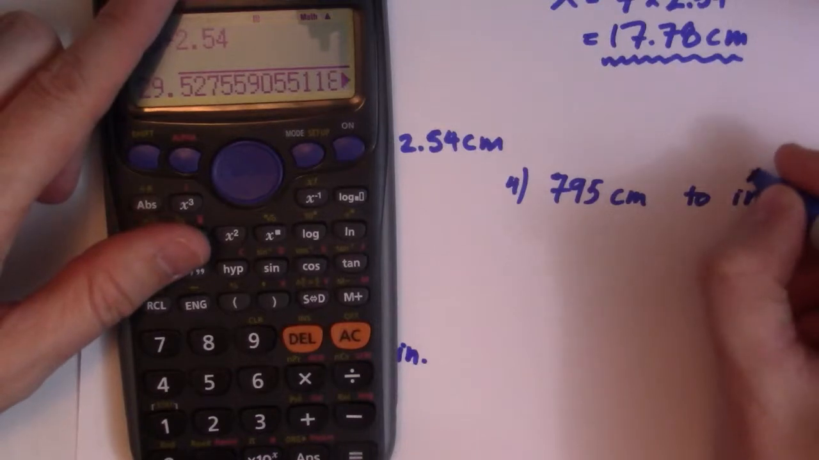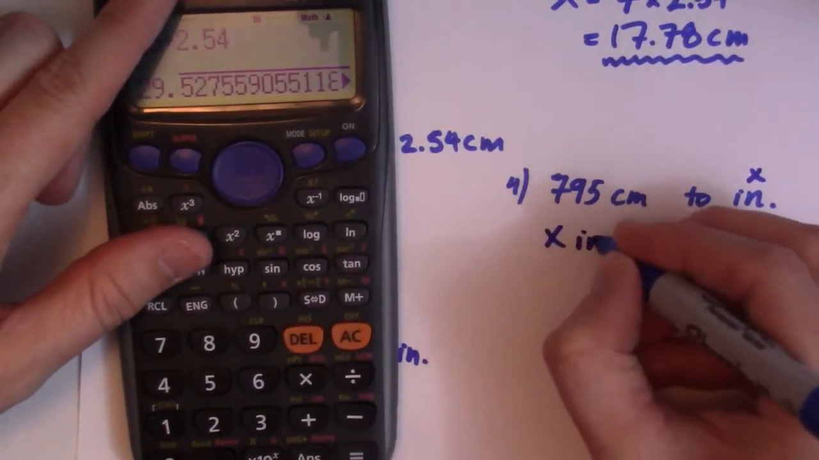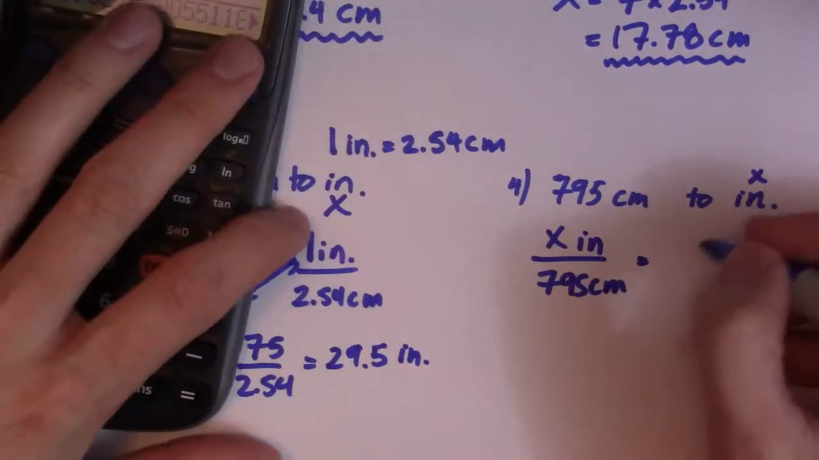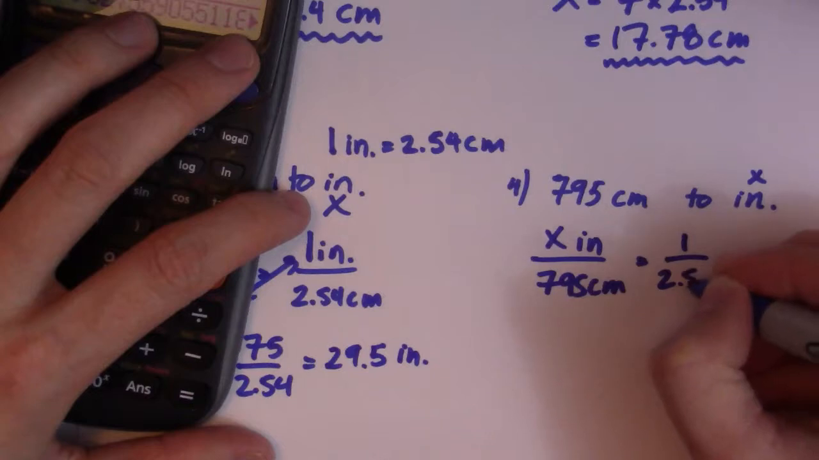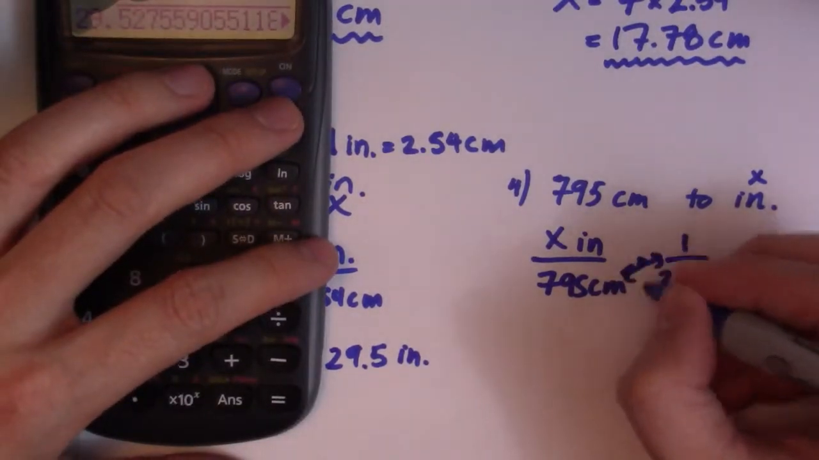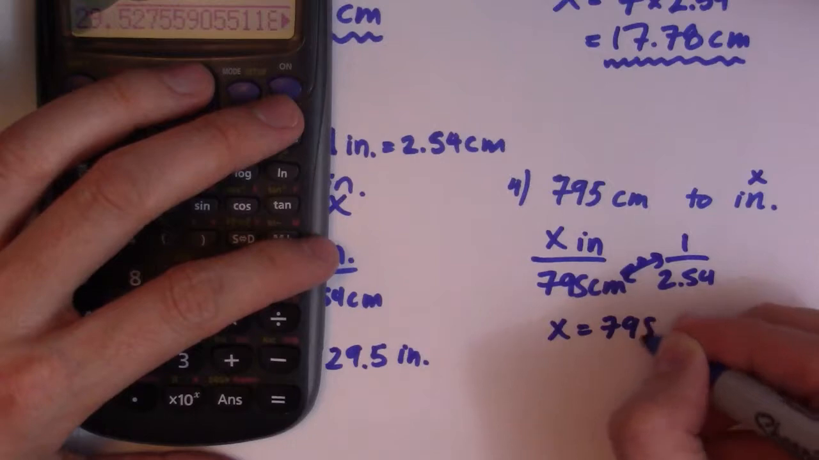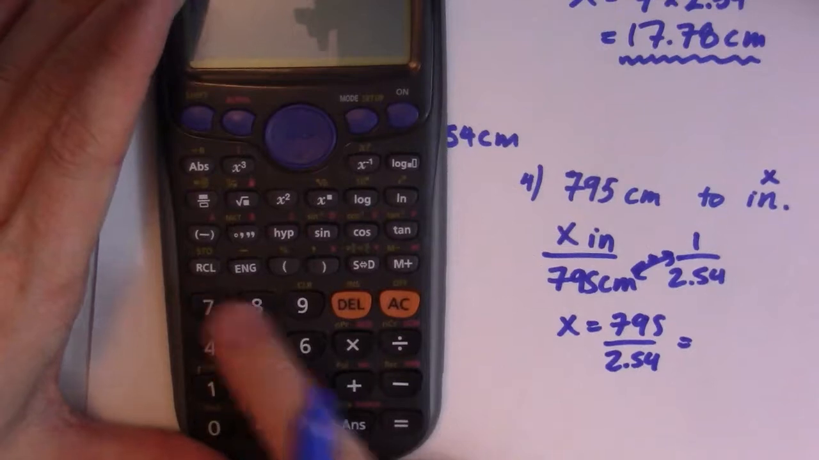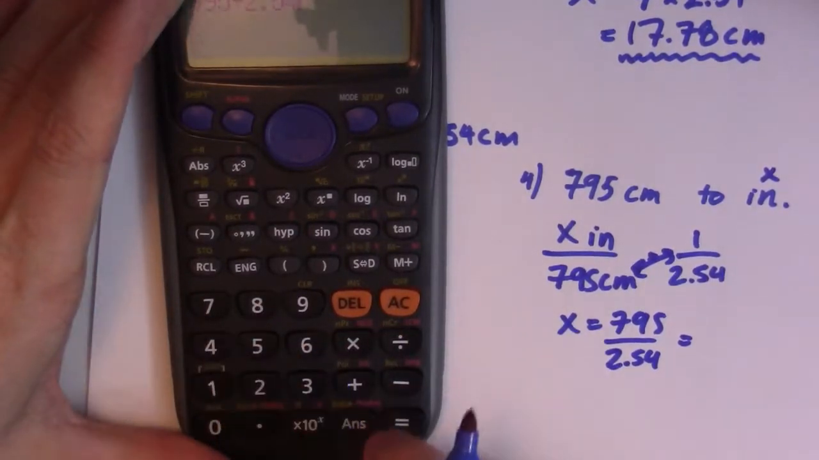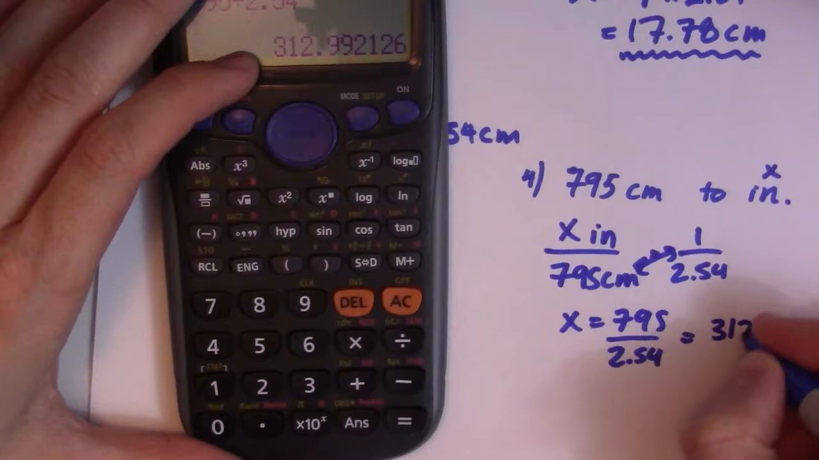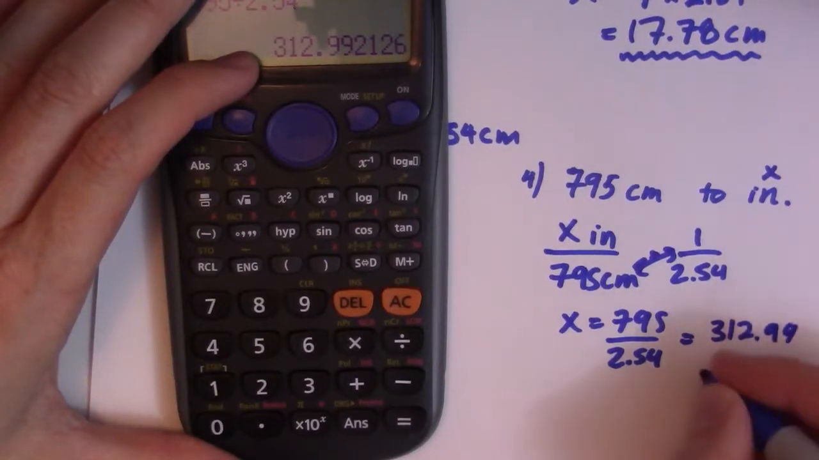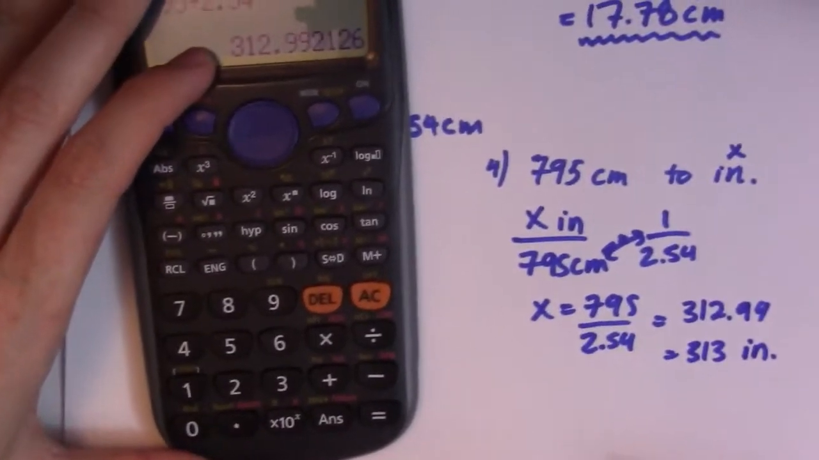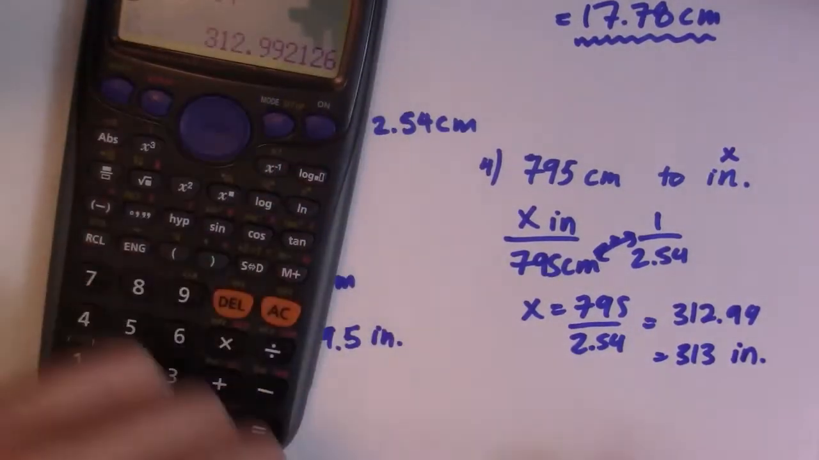Again, I'm looking for inches. So x inches over 795 centimeters is equal to 1 inch over 2.54 centimeters. I cross multiply, so x is equal to 795 divided by 2.54. Just like that. And then I get 312.99, so I can call it 313. And that is inches. There it is, guys. Conversion factors, inches to centimeters.